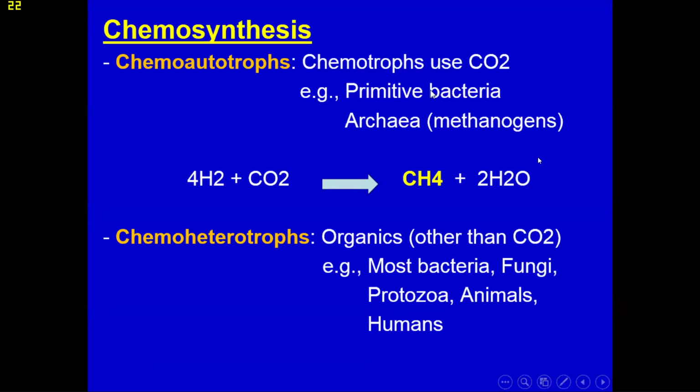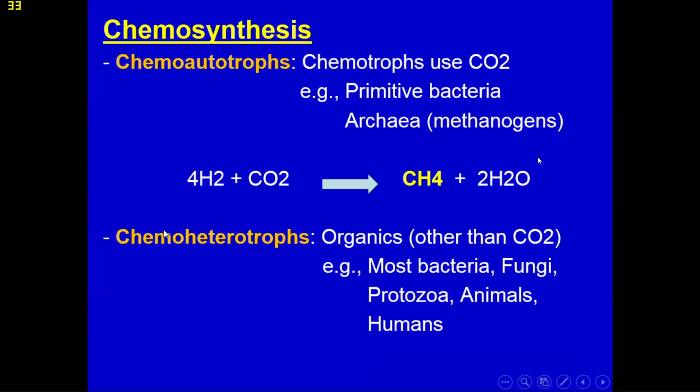Some of the archaea are methanogens. They produce methane, methane gas. How? Hydrogen plus CO2, they produce CH4, which is methane, plus water. This is how chemosynthesis works in certain microbes, in certain organisms.